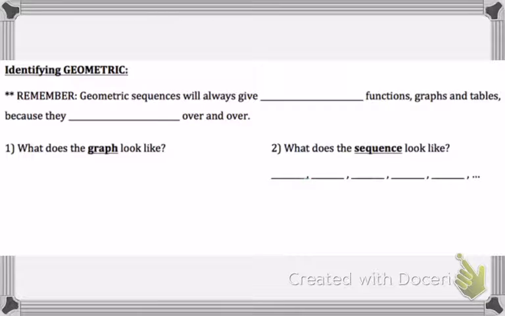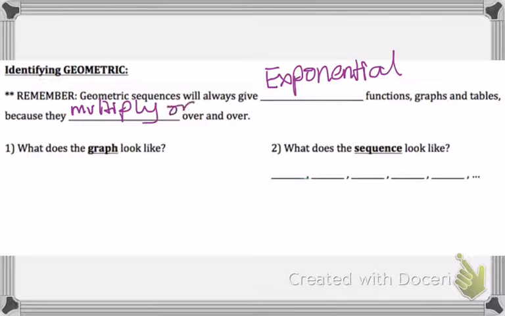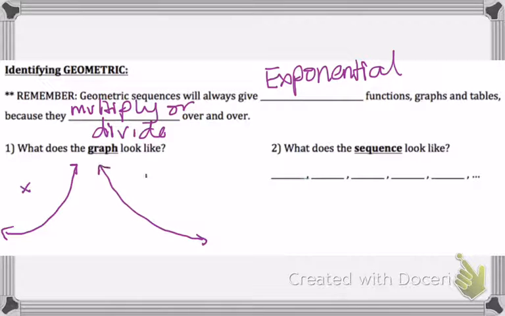Okay, identifying geometric. Remember that geometric sequences will always give exponential functions, graphs, and tables because they multiply or divide over and over. So what does the graph look like? Well, we have the graph that goes like this, which is multiplying, or the graph that looks like this, which is dividing, or multiplying by 1 over something.